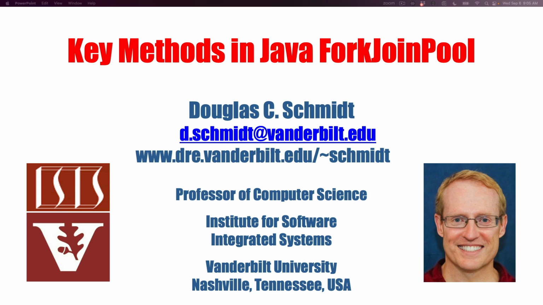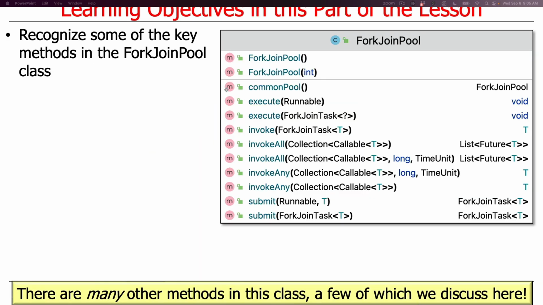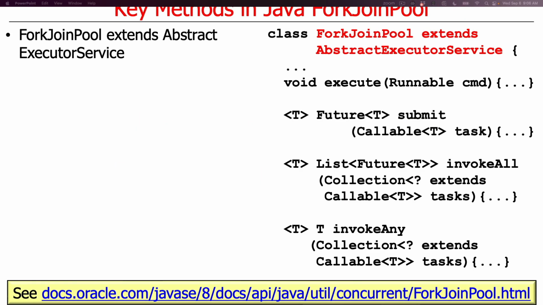So we're now continuing on with our discussion of key methods in different classes that are part of the common fork join framework, or the Java fork join framework. And we're going to focus here on the key methods in the Java ForkJoinPool. And you'll see that there's a bunch of methods here. We're not going to look at all of them. We're just going to focus on a few of them that are probably most relevant for what you're doing and most people's use of these classes.